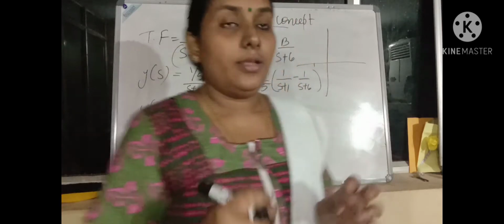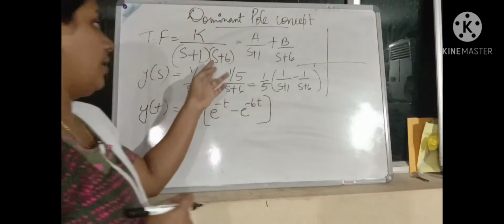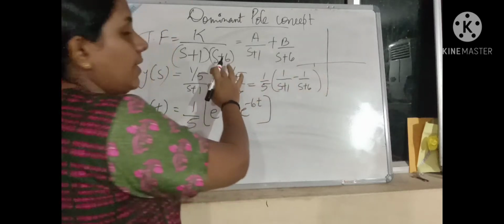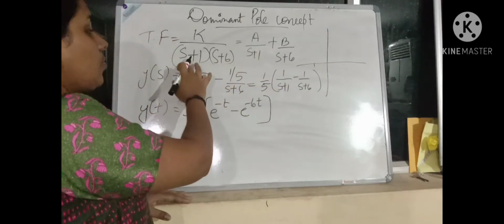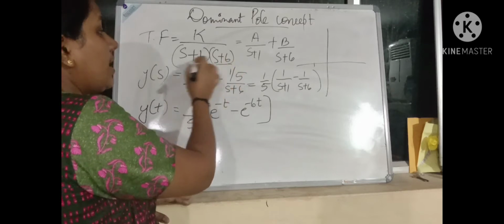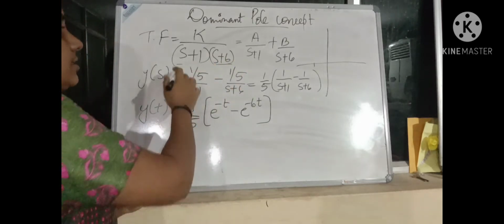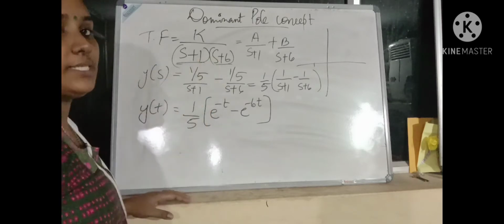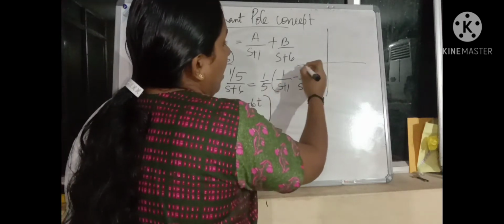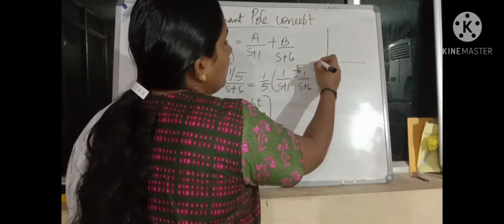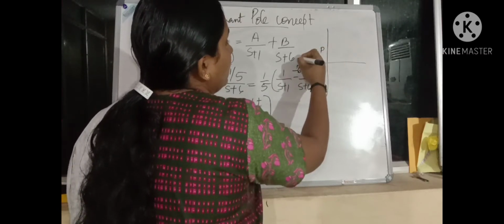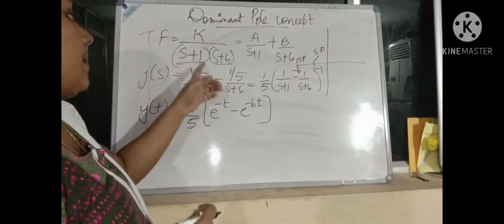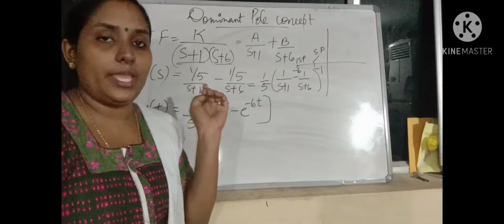The poles here given as s plus 1, s plus 6, will give the poles as minus 1 and minus 6. Which is the significant one? See, minus 1 is the significant pole comparatively, compared to the s plus 6. So minus 1 here is the significant pole, and minus 6 is the insignificant pole, right? All clear? Yes, minus 1 is a significant pole here.